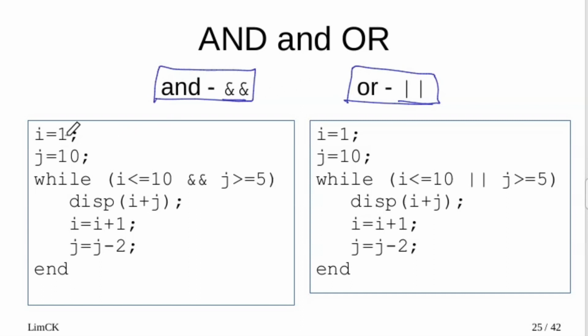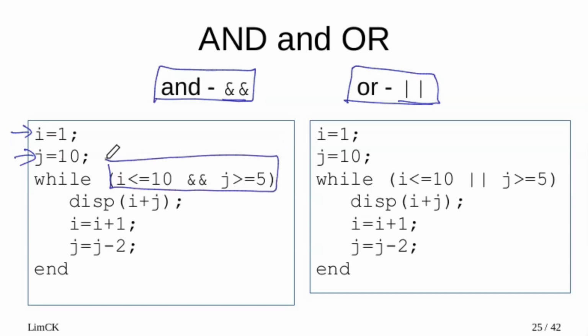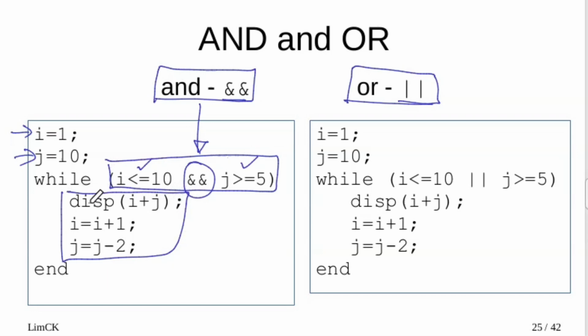So you look at this example, I equals 1, j equals 10. Okay, this is the definition. Okay, then while, okay, this is the condition. We have two conditions here. Okay, the first condition is I is less than or equal to 10. The second condition is j is greater than or equal to 5. Okay, and we have the AND operator here. AND means that we must make sure that both are true. Then only this part, the body, will execute. Only if both are true, then the body will execute.